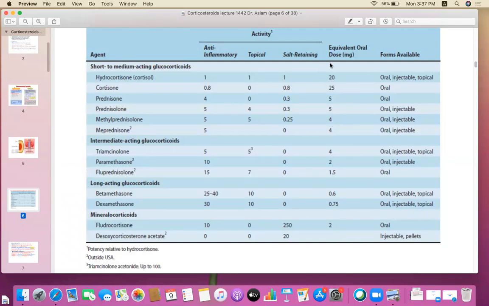So this dose is equivalent to 100% efficacy.